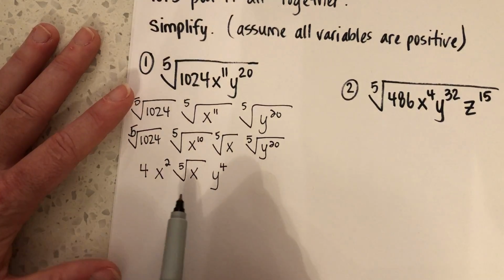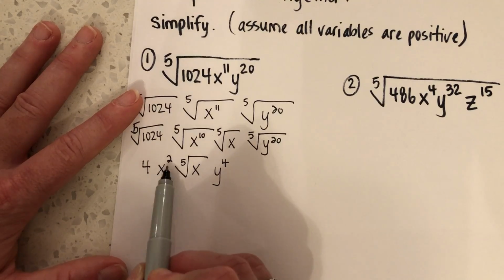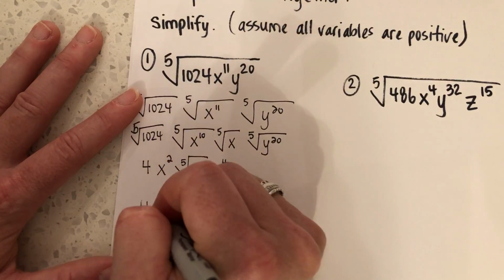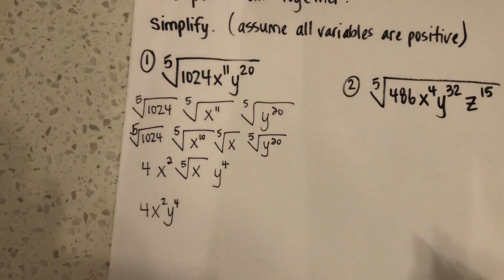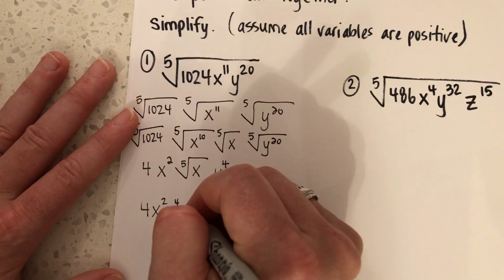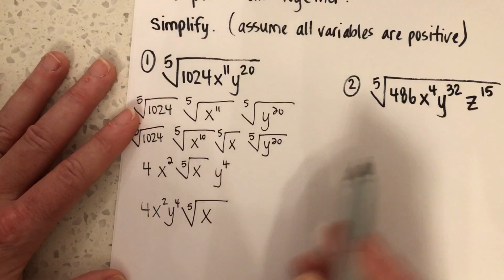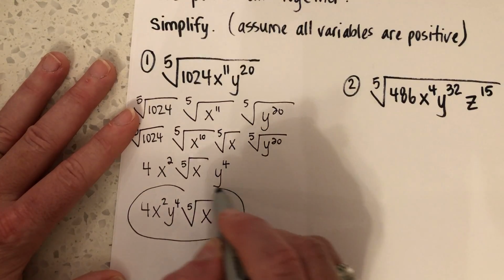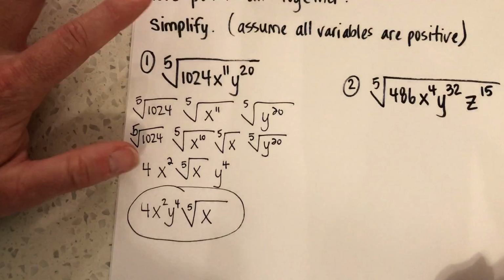All right, now let's clean it up. Let's multiply anything on the outside together. So that's going to be 4x squared times y to the 4th. And then anything that is still under a 5th root radical, we're going to multiply it together and put it under one 5th root. But there's only one thing left under a 5th root radical, and that is the 5th root of x. So this is your simplified answer. Okay? All right, one more.